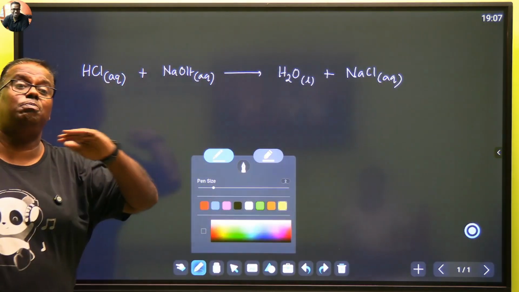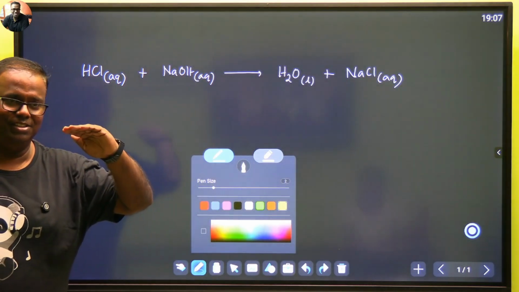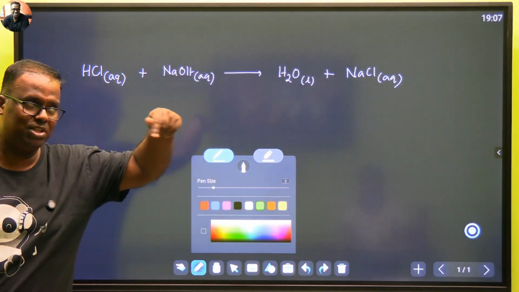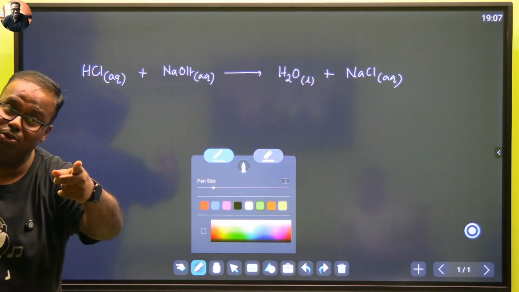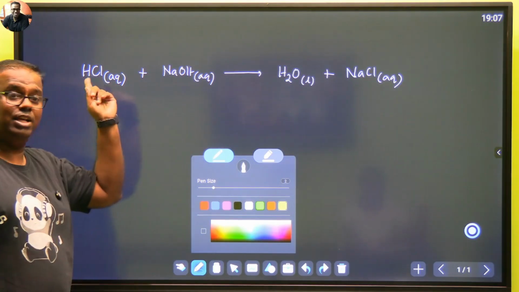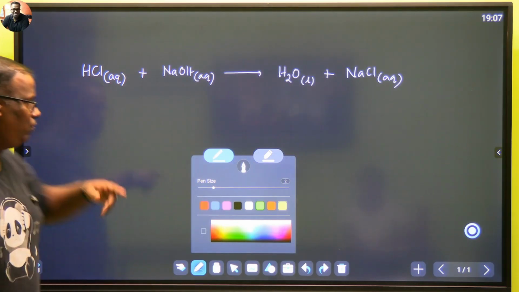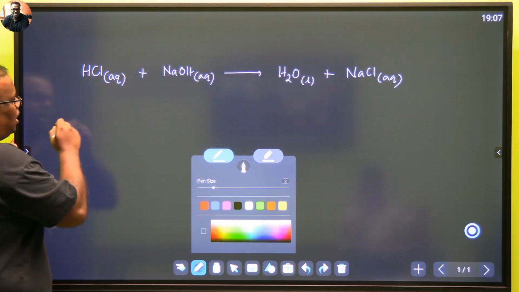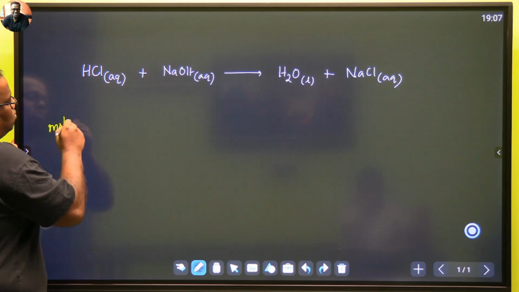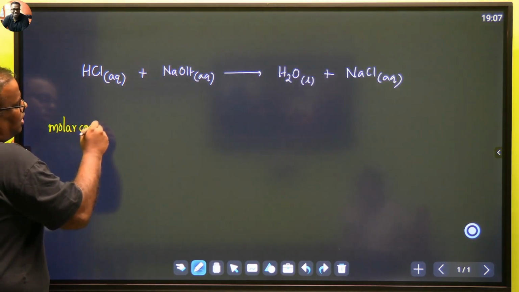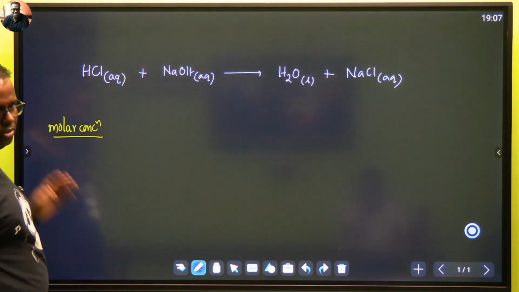Aqueous means aapne isko paani mein banaya hai. Paani mein acid ghola hai. You have mixed acid in water. That means it is a solution. Who is the solute? HCl is the solute. Who is the solvent? Water is the solvent. Therefore, I should always now bring a concept here which is called molar concentration. That's the only way I'm going to understand the strength of this.